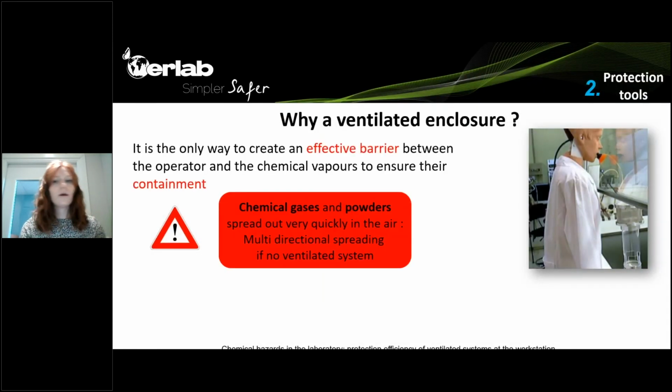So why should chemists or laboratory personnel use a ventilated enclosure? Because it is the only way to create an effective barrier between the operator and the chemical vapors and to ensure their containment. Chemical gases, as well as powders, can spread very easily and quickly in the air in a multidirectional way if there is no ventilated system and no enclosure.